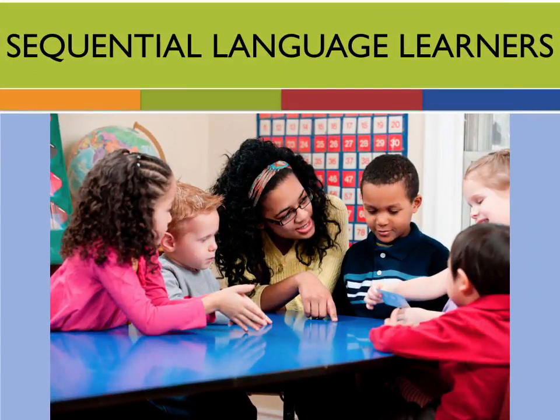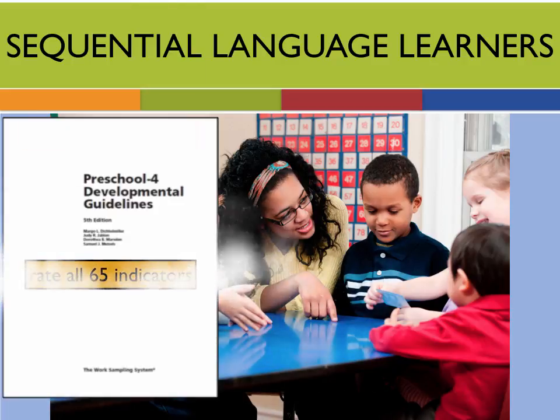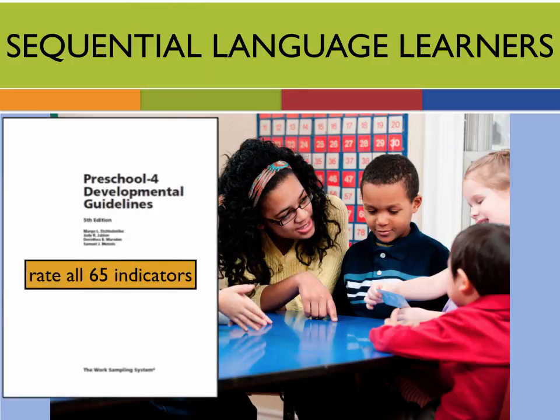Whenever possible, it's important to assess the dual language learner in both her preferred language as well as English. Keep in mind that all children are rated on the 65 main WSO indicators, no matter what their home language is.